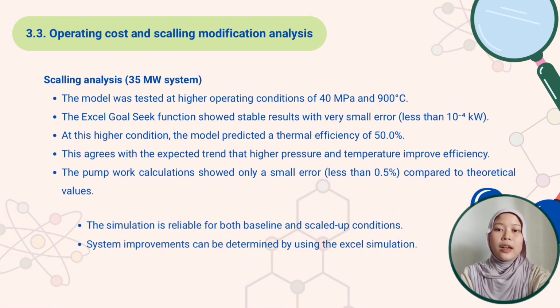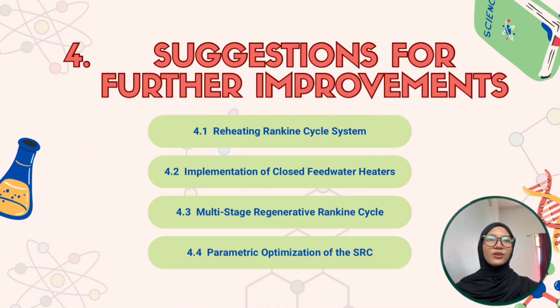The results also demonstrate that Excel can be used as an effective tool for evaluating system performance and exploring future design improvements. Moving on to section 4, this section will cover suggestions for further improvement of this project. Based on the baseline analysis, there are 4 key modifications that have been identified to optimize the system's thermal performance. The first one is implementing a reheating Rankine cycle, introducing closed feed water heaters, upgrading to a multi-stage regenerative cycle, and performing a parametric optimization of the entire system.